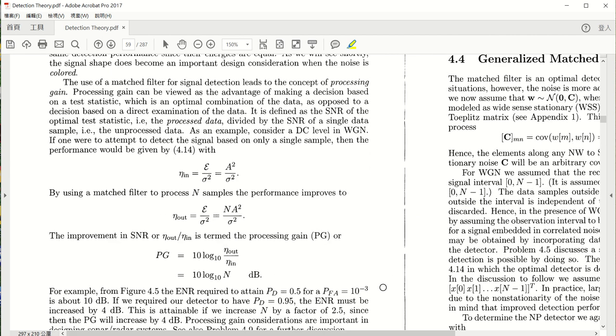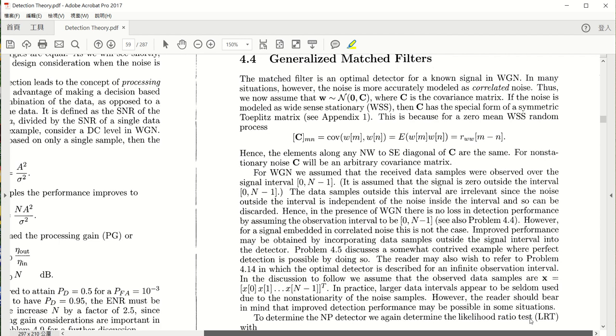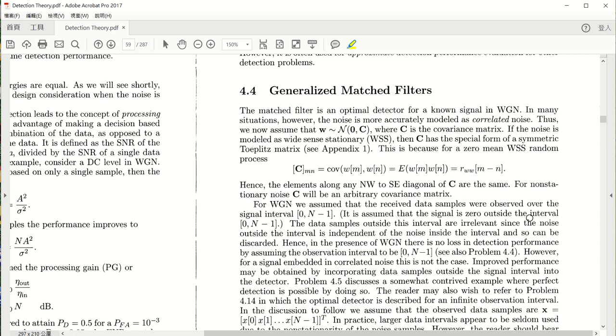Okay, so we'll skip some of it. Then we go to this generalized version of the match filter.